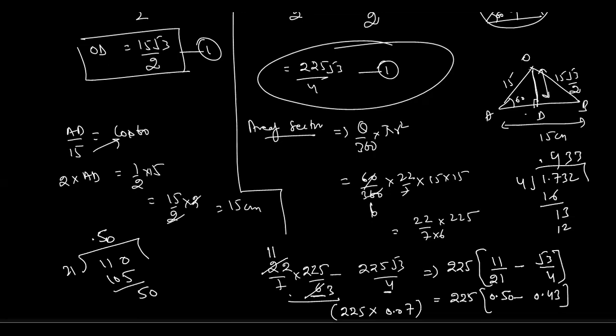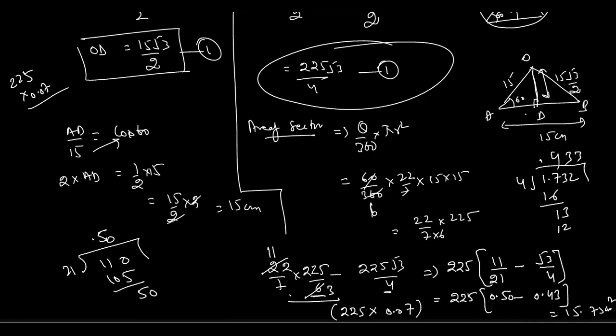Tanishka, have you multiplied 225 by 0.07? 117.75. No, it will not be equivalent. So you will get 15.75. Yes. 15.75 centimeters square. So this is the area of this segment.